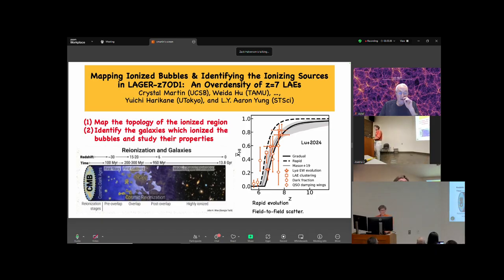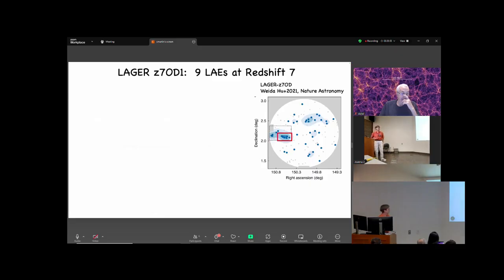We're going to be looking at a very overdense region, not a typical region of the universe, but one that's selected because there's an overdensity of Lyman alpha emitting galaxies. So the expectation is that it would be ahead of the universe on average and over-ionized. So this is a map of Lyman alpha emitters at redshift 7 found by the LAGER survey. And I want to point out Wei Hu, who's here. This is his Nature paper, discovered this area, LAGER-Z7OD.